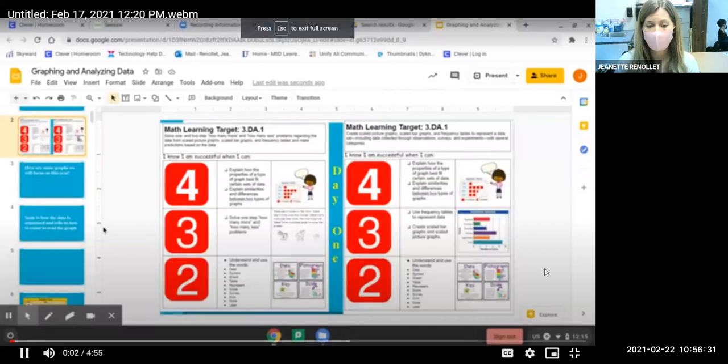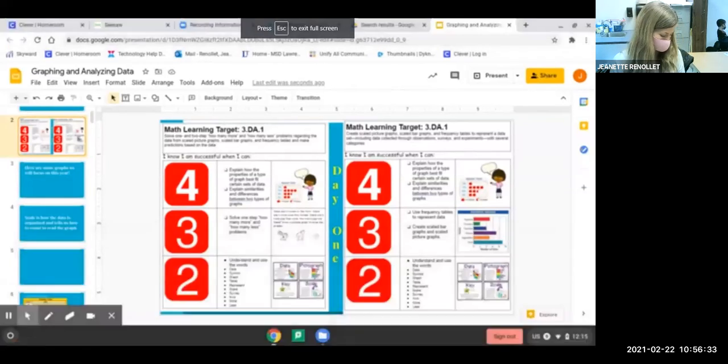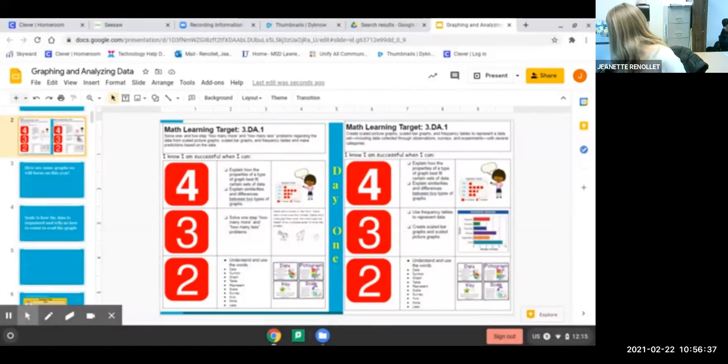Students are still focusing their attention, ready to learn. We are learning about understanding graphs and being able to read a graph and analyze the data. We're going to talk about some types of graphs and why we use graphs. We know that data is information. When somebody collects a lot of information, one of the best ways to display that information or data is by creating a graph.